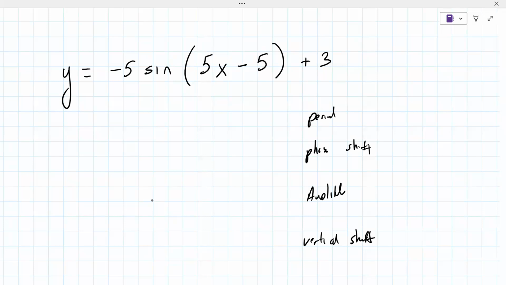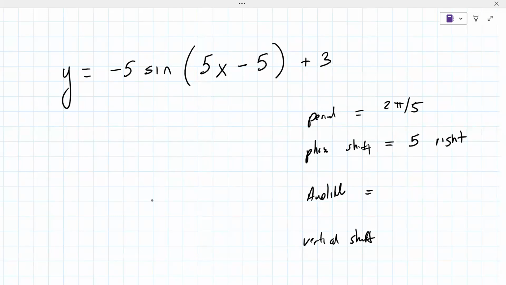The period is 2 pi/5. Okay, very good. The phase shift is 5. 5 right or 5 left? That's important. Oh, 5 right. Okay. And the amplitude?